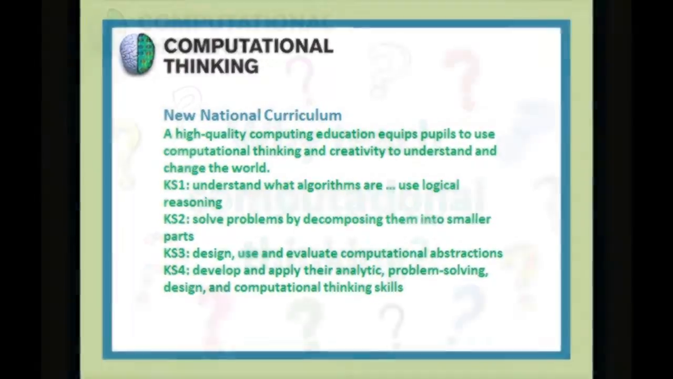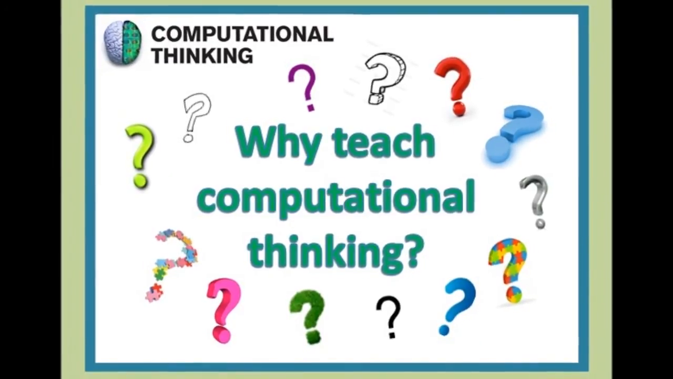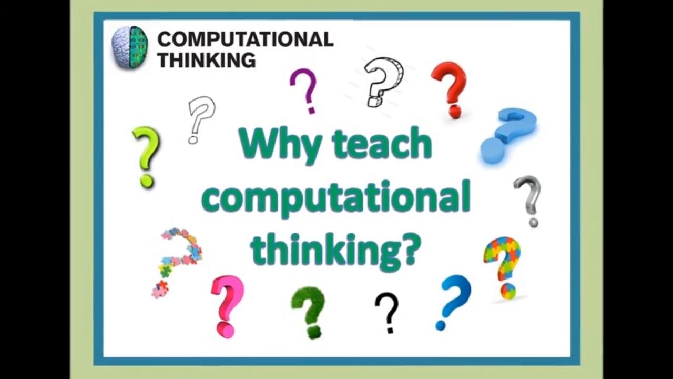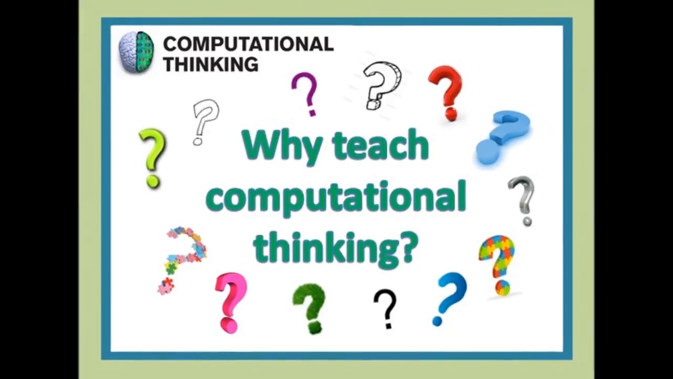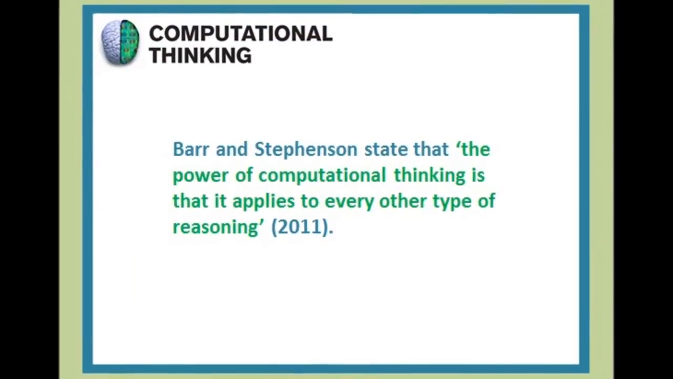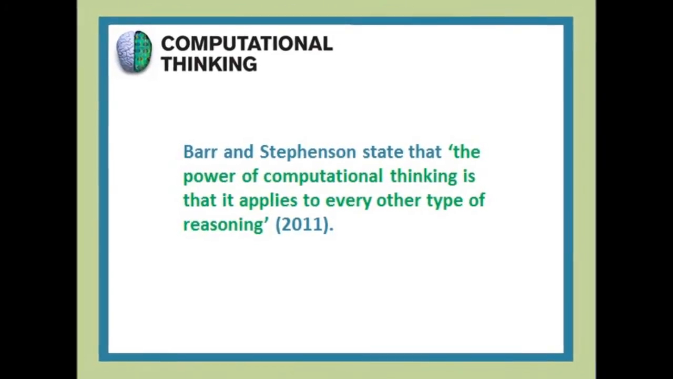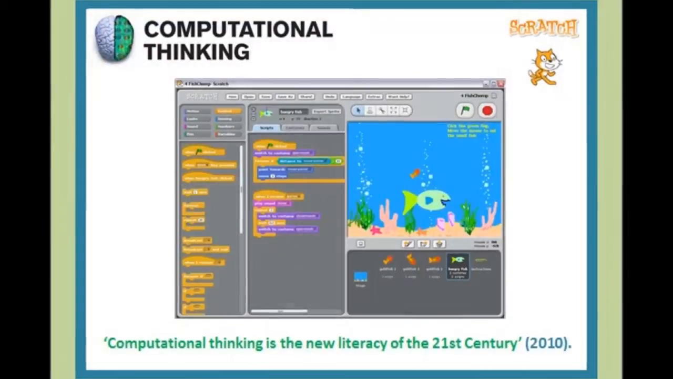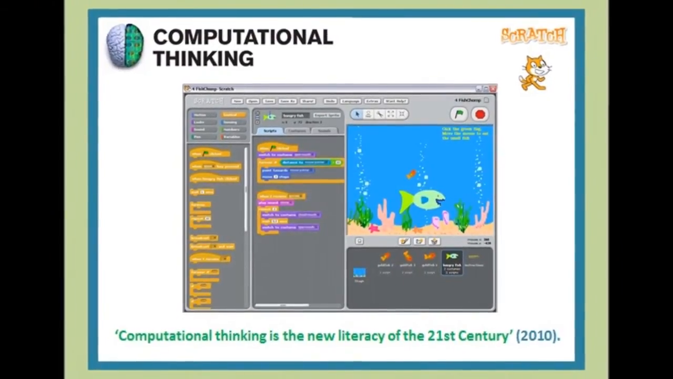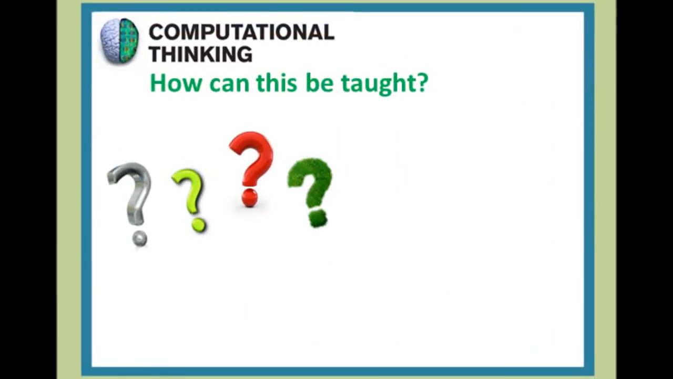So you may ask, why do we need to teach children computational thinking if they are already using it within their daily activities? Barr and Stevenson state that the power of computational thinking is that it applies to every other type of reasoning, and if children are able to grasp the ideas of computational thinking and algorithms within their daily learning, they will find it easier when it comes to using it on the computer with programs like Scratch. But how can we teach this?